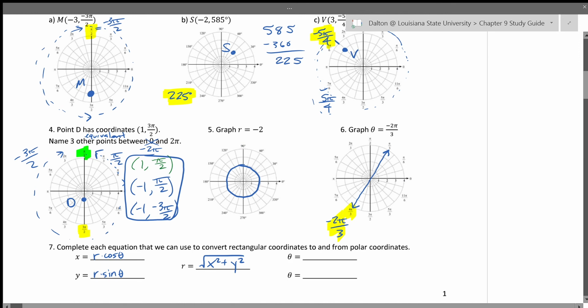And we have 2 options for theta. First option is that theta could equal tangent inverse of y over x for when x is greater than 0. And theta could equal tangent inverse of y over x plus pi, and this is used for when x is less than 0. So again, you need to be able to come up with these and know when and how to use them to convert back and forth between rectangular and polar coordinates.